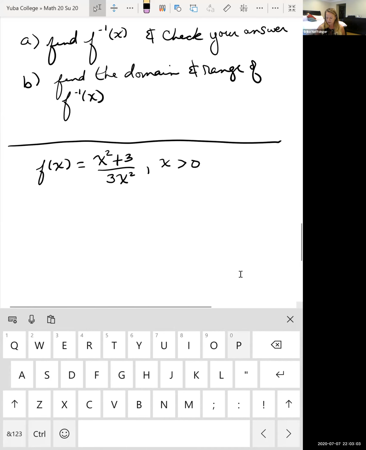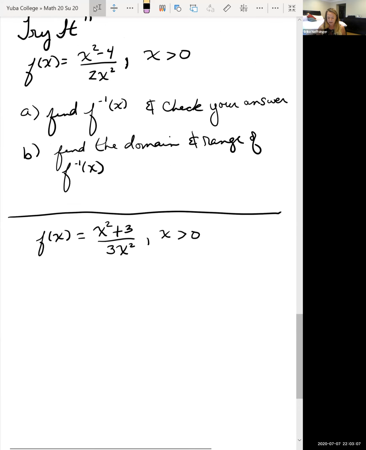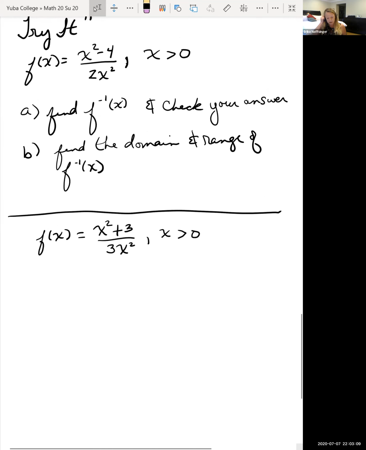Okay, so we're looking at an example that's similar to the one that you guys were trying. And we're going to do the same thing. We're going to find the inverse of the function, and then we're going to find the domain and the range of f of x and f inverse of x. Also, we're going to show that what we had found for the inverse function was truly the inverse function by taking the composition of the two functions and showing that we get back x.